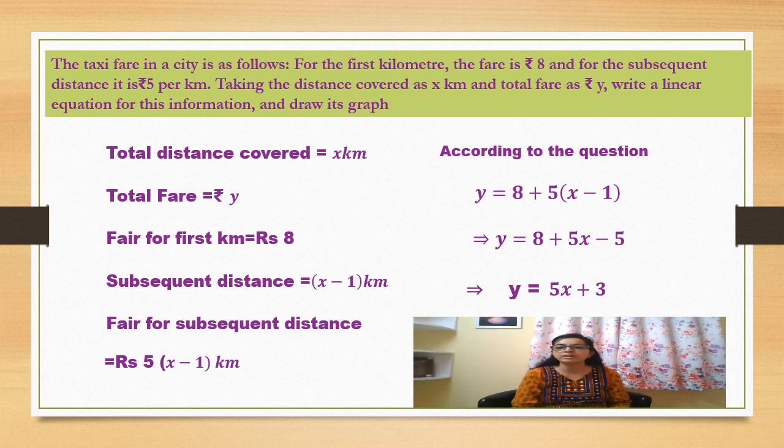That's all. Now the remaining part is solving the equation. Remove the bracket and start solving the equation. And now we will plot the graph of this equation. Which equation? y is equal to 5x plus 3. For plotting the graph, we need a table.